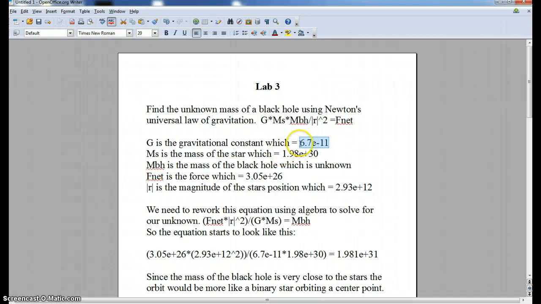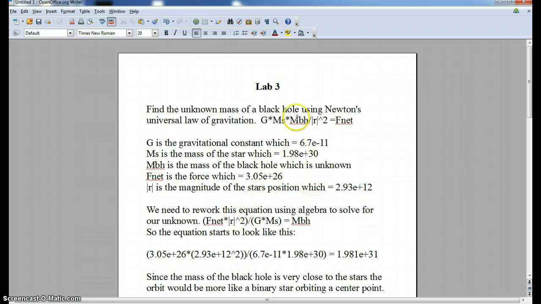We know what the gravitational constant of the universe is. We know what the mass of the star is. We, using VPython, can calculate the F net. And then also with VPython, because of that, we can also find the magnitude of the star's position.